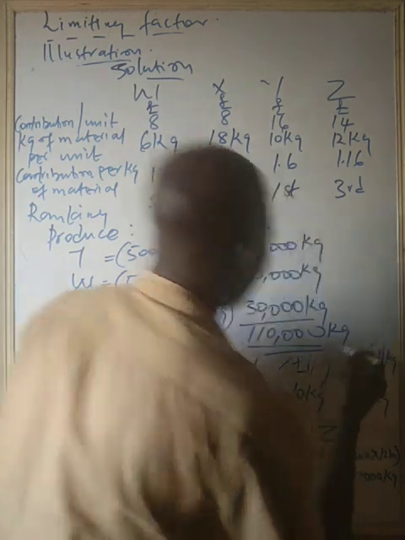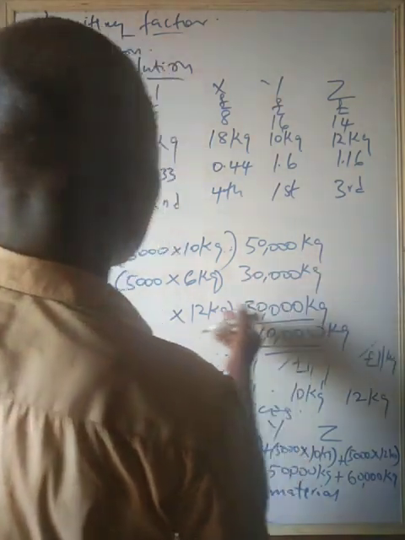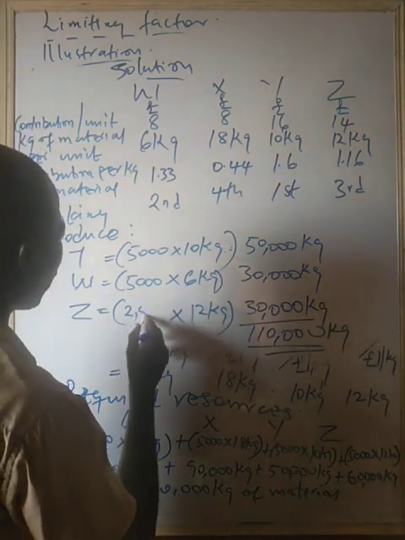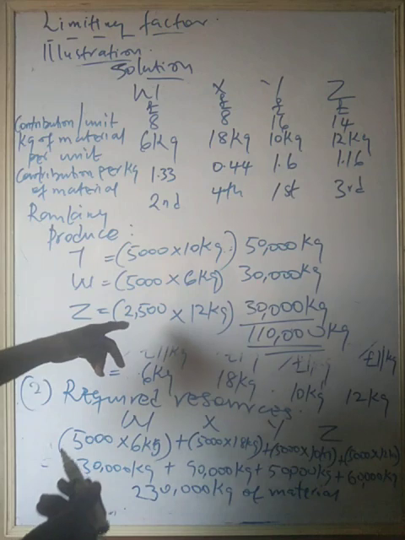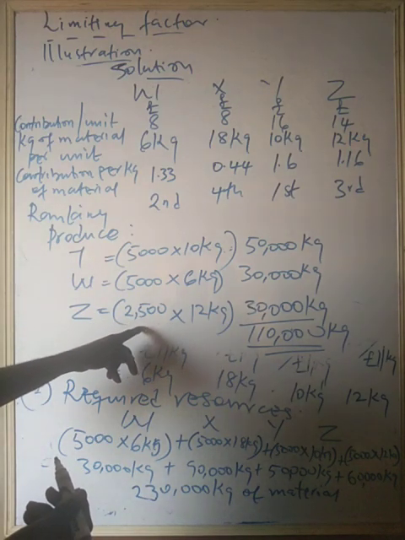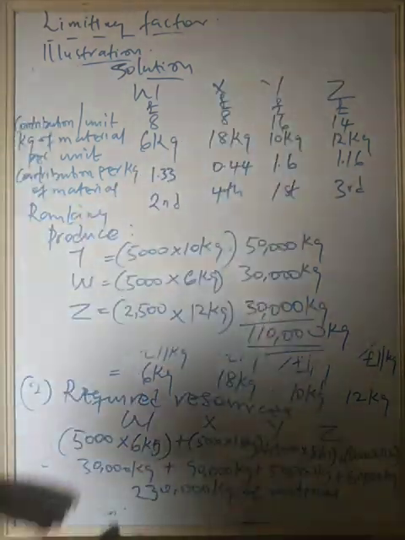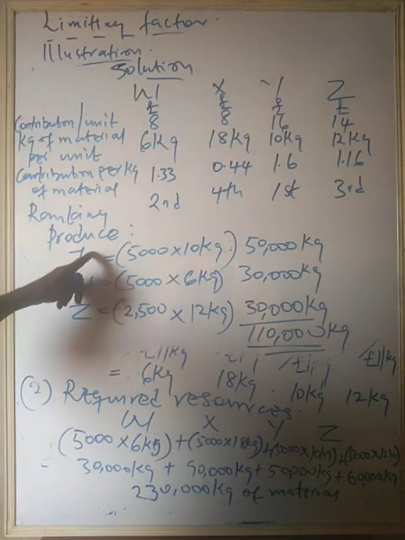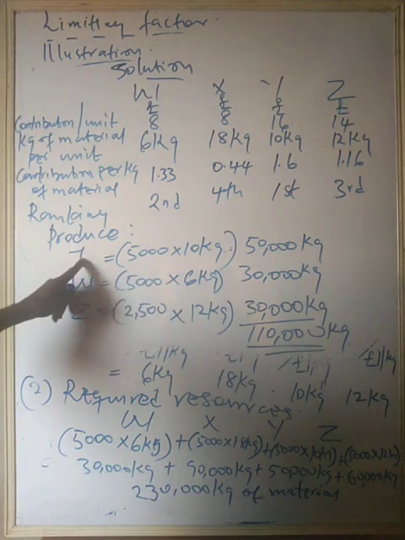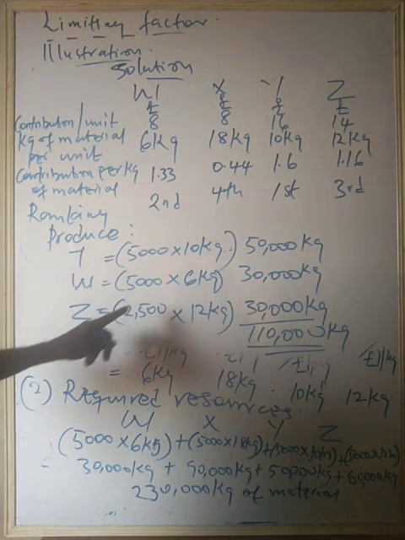So how do we arrive at this? We are going to say 30,000 kg divided by 12 kg. That gives us 2,500 units. So we cannot produce 5,000 of this. That means we are dropping off 2,500 of this, and now dropping 5,000 of X. So we go ahead and produce 5,000 units of Y, 5,000 units of W, 2,500 units of Z.